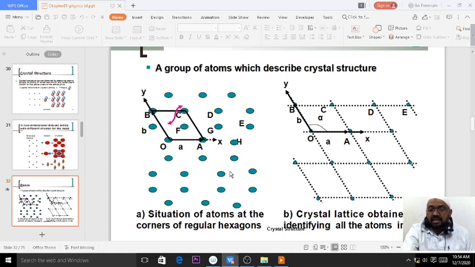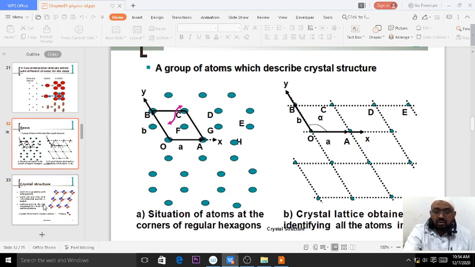So how the lattice points are arranged for a given crystal. Here the crystal lattice is obtained by identifying all the atoms. You can just identify, see, these are atoms. Now these are atoms, right? So the colored picture, whatever you are observing, these are nothing but the atoms. Now you can go for the next one.